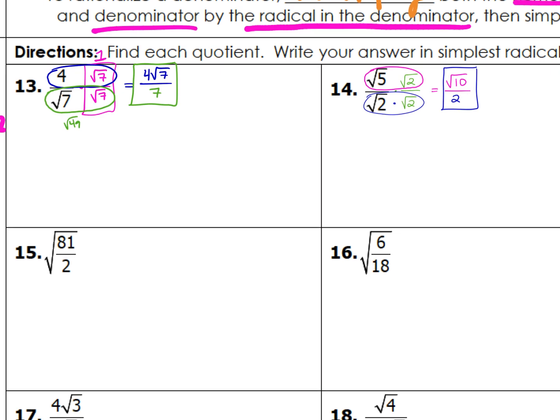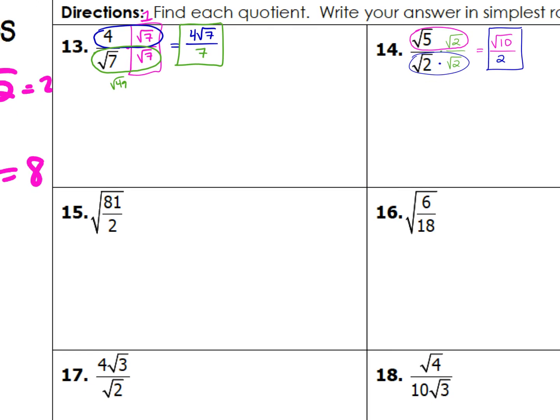I would recommend that you write that separate. If you don't need to, that's fine. I think you see it better when you just break it down. So the square root of 81 over the square root of 2.